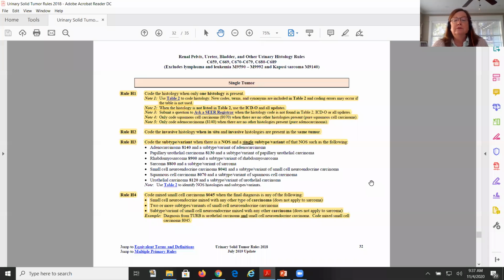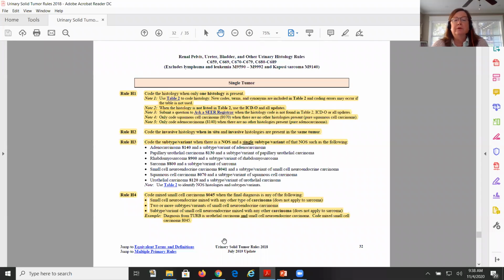H4, code mixed small cell carcinoma 8045 when the final diagnosis is any of the following: small cell neuroendocrine mixed with any other type of carcinoma. This does not apply to sarcoma. Or 2 or more subtype variants of small cell neuroendocrine carcinoma, or a subtype variant of small cell neuroendocrine mixed with any other carcinoma. And again, this does not apply to sarcoma.